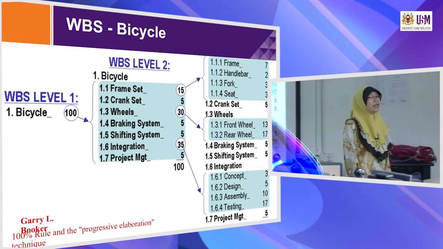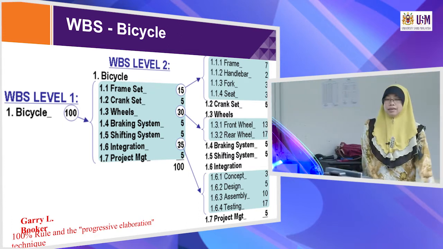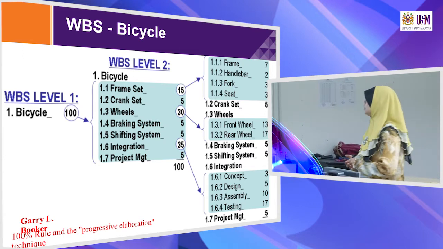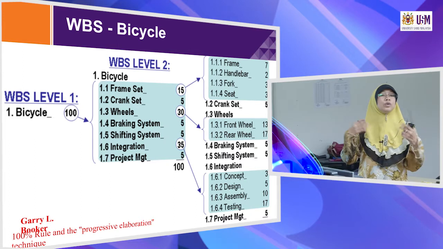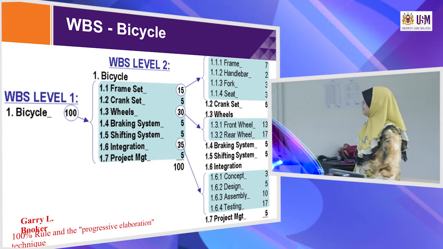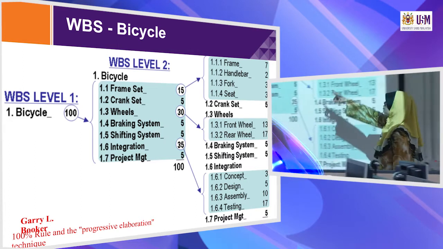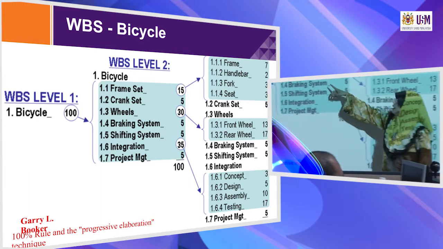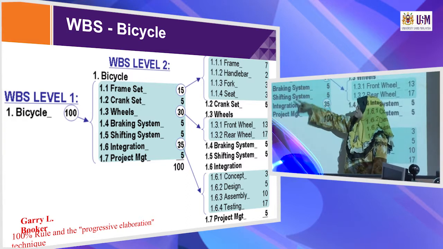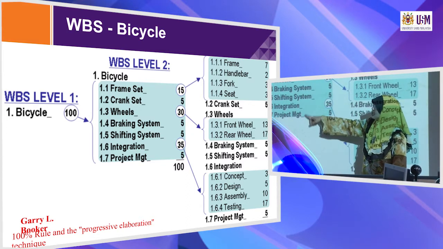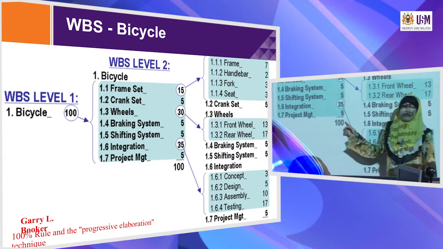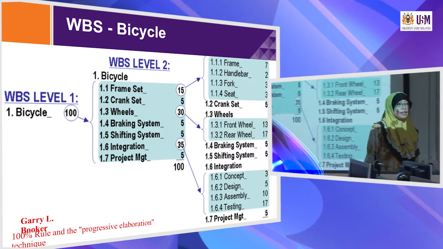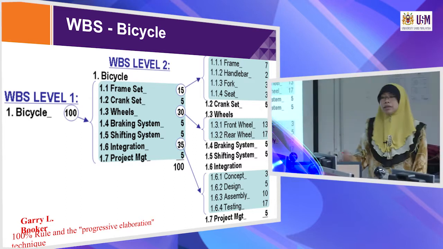Okay, the end product will be a bicycle. So when we want to build a bicycle, what do we need? For example, in level 2, the bicycle has a frame set, crank set, wheels, braking system, shifting system, integration, and project management. The project management will not be the bicycle itself, but how you are going to assemble it and so on.